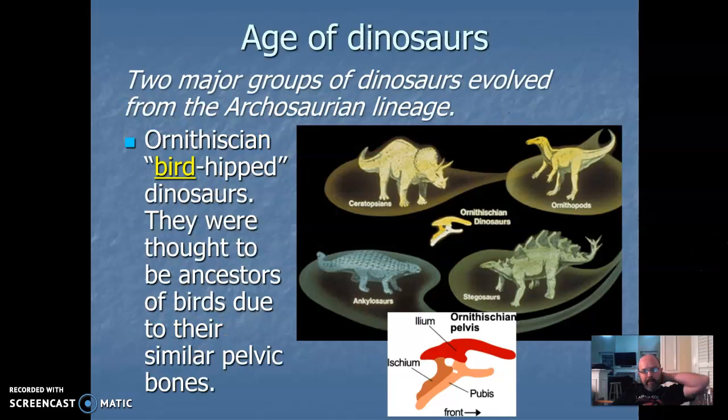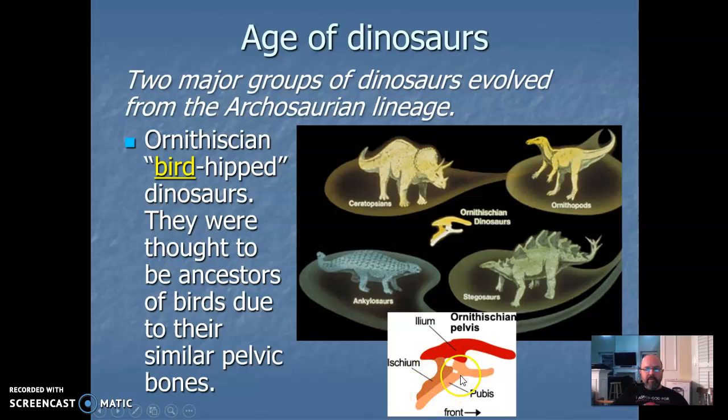All right, so I would be remiss to talk about reptiles but not get into dinosaurs. There's two major groups of dinosaurs that evolved from the Archosaurian lineage, and those two groups are the Ornithischians, which are the bird-hipped dinosaurs. The bird-hipped dinosaurs are thought to be the ancestors of birds due to similar pelvic bones. So when we started finding these dinosaur fossils, we saw these pelvic bones were the ilium and the ischium, and that's where the name Ornithischian, ischium, comes from.